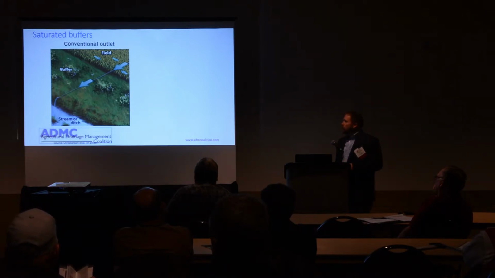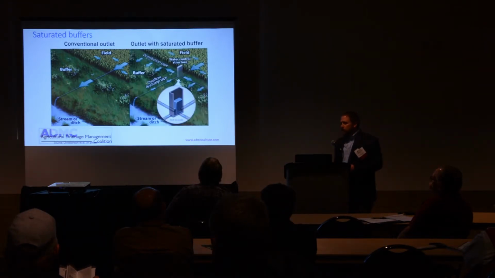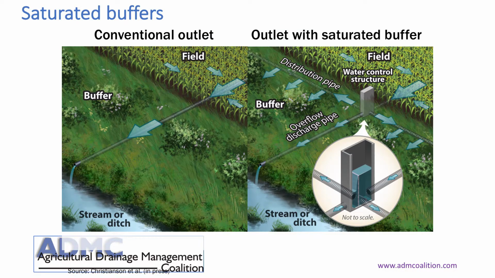And so Tom Eisenhower with Iowa State and Dan James at ARS thought, well, what if we can intercept that field tile with one of these control structures and then run some distribution pipes just parallel to the stream, allow that water to reintroduce into that soil profile of the buffer. Then we get some nitrogen processing going on, because a lot of times in those riparian zones, you have really rich organic materials, so there's carbon in that soil available for denitrification.